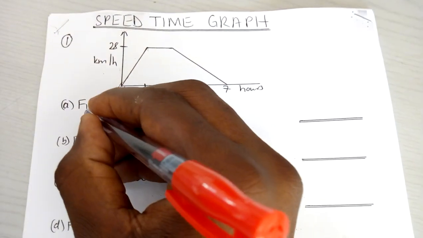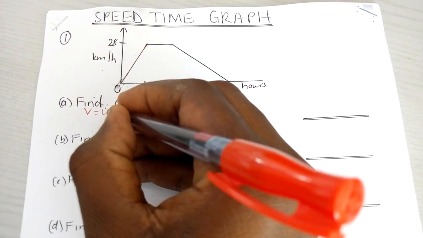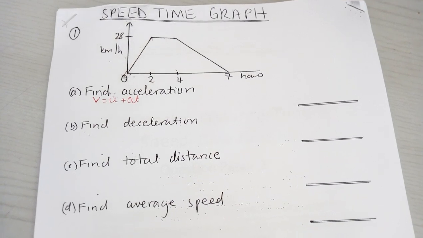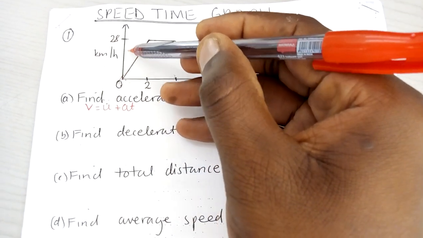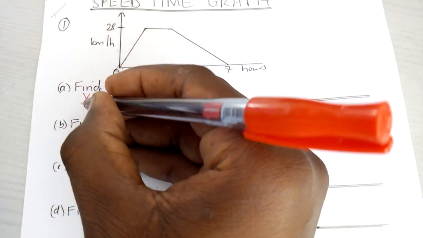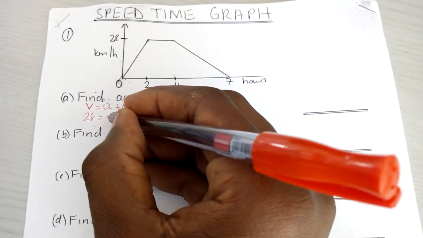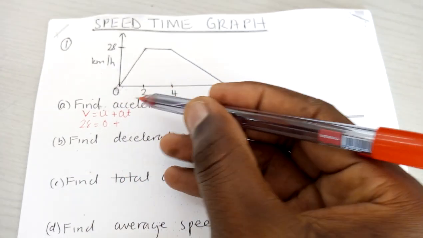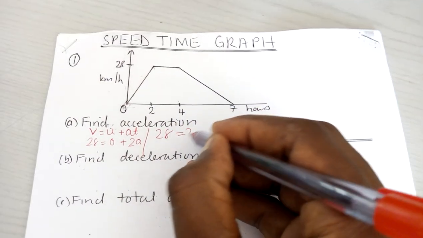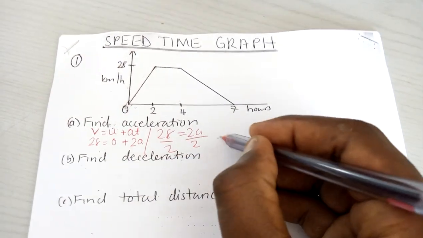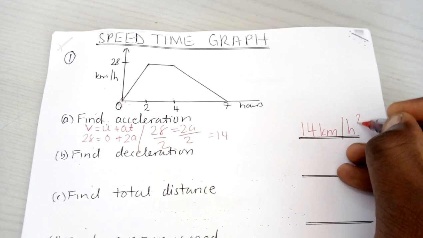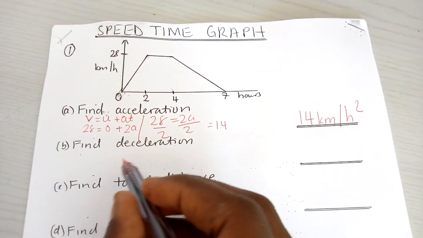So when we apply our formula, that is V is equal to U plus AT. U stands for the starting speed, V stands for the finishing speed, and T stands for the time. So our final speed is 28, and our starting is 0, plus the time is 2, so that is 2A. Hence, you realize we have 28 is equal to 2A. When you divide by 2 on both sides, we shall get 14, and our acceleration will be 14 kilometer per hour squared.